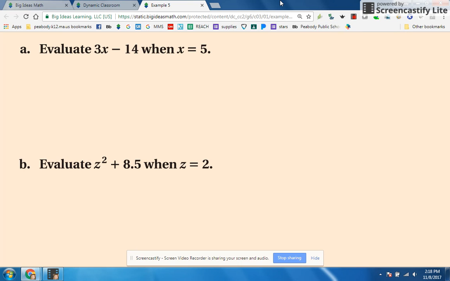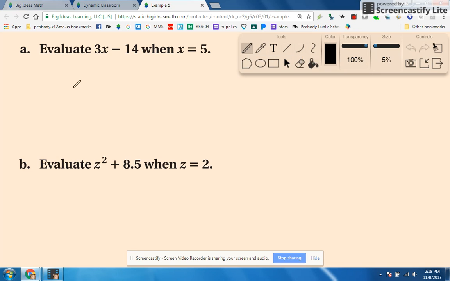Here is a 2-step problem. So same exact thing, only now you have to use the order of operations. So I'm going to change the x to a 5 because that's what it says. Then I'm going to subtract 14. So when I'm doing my order of operations, I would multiply first. 3 times 5 is 15. Take away the 14, and I get 1. I'm going to have you guys try B right below. That's an exponent. So remember, 2 to the 2nd power, 2 times 2. And then you're adding 8.5. So make that answer look like a decimal so that you can line up your decimals and then add like normal. Okay, so try that one.